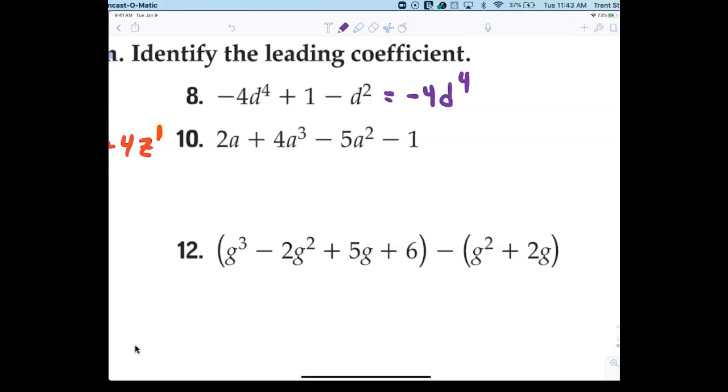Then what? Minus d to the second. And then finally, plus 1. That's all there is to it. 1 is considered a constant. It doesn't change. The variables can change. So number 10, if we write that in standard form, we would say what?